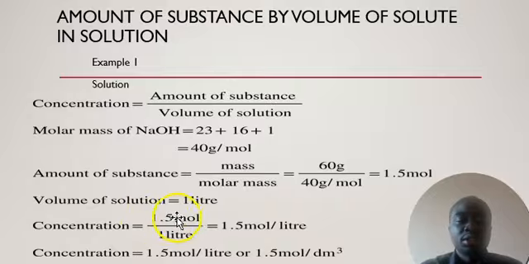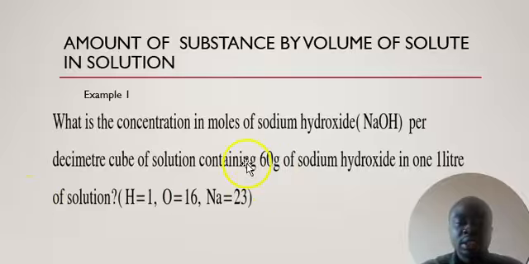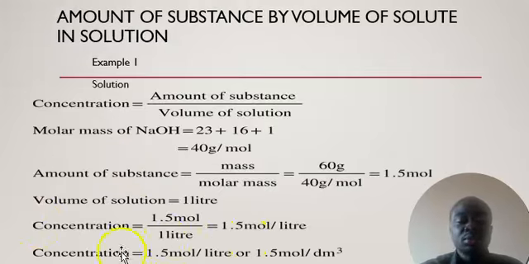So our 1.5 mole over our 1 liter. Then when you divide, you're going to get 1.5 mole per liter. But initially, the question said that we should find concentration in moles of sodium hydroxide per decimeter cube. So it is asking us to leave it in mole per decimeter cube. So we can also write concentration to be 1.5 mole per liter or 1.5 mole per decimeter cube. Since liter is same as decimeter cube, you can just substitute. So we have found the concentration in mole per decimeter cube.